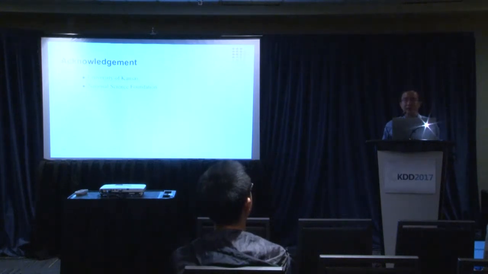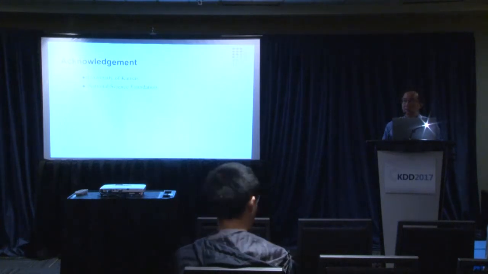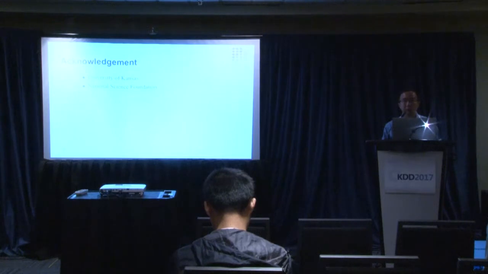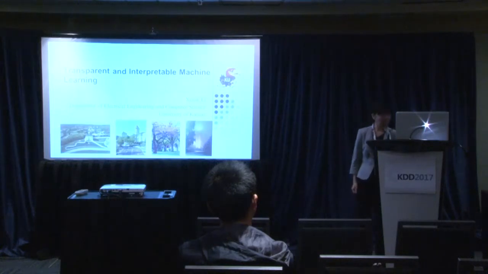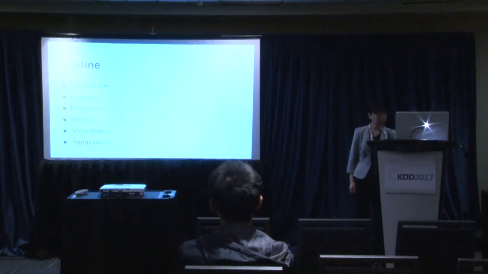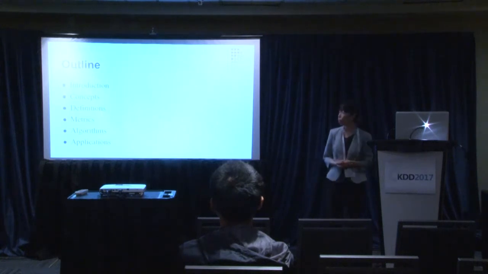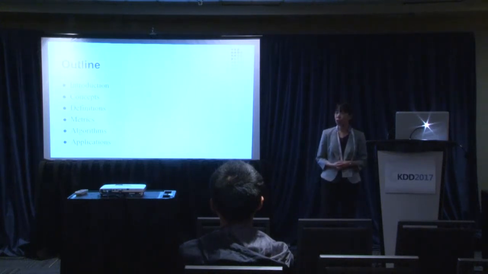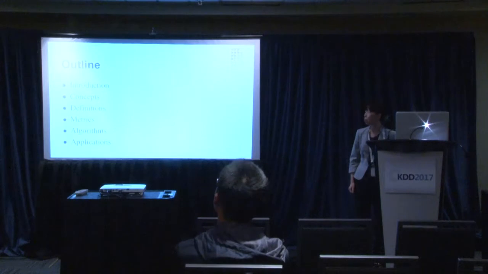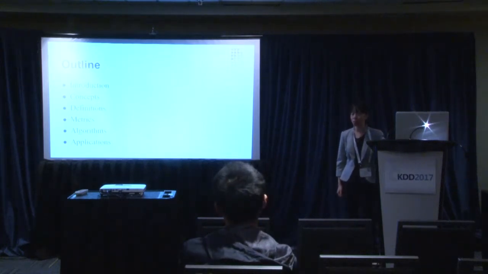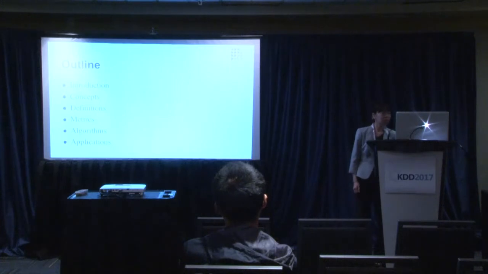Okay, then we're going to do a shift. So Xiaoli Lee, a PhD student at KU, is going to talk about transparent and interpretable machine learning. Today I'm going to talk about transparent and interpretable machine learning. First, I'll give an introduction about why we need transparent and interpretable machine learning through several examples. Then we will investigate transparent and interpretable machine learning from 5 aspects: concepts, definitions, metrics, algorithms, and applications.